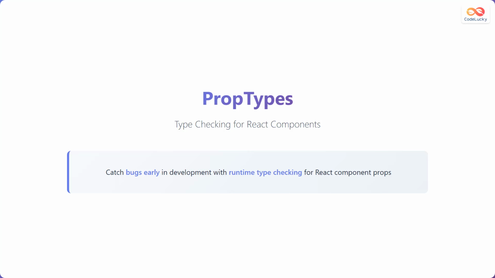Let's explore PropTypes, a powerful tool for type checking in React components. PropTypes helps you define the expected data types for the props your components receive. This allows you to catch bugs early in development. It provides runtime type checking for React component props.